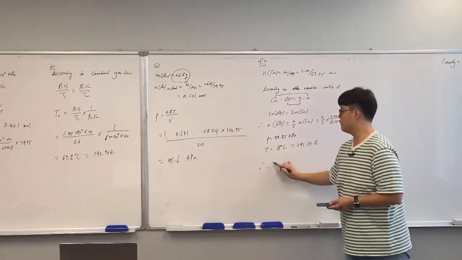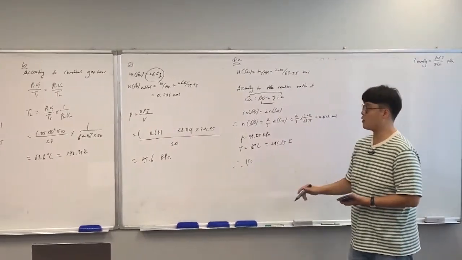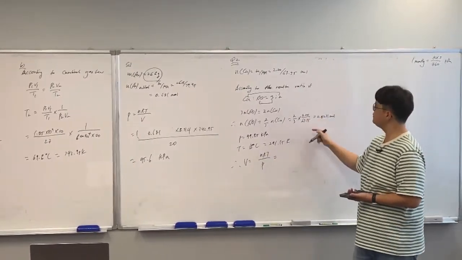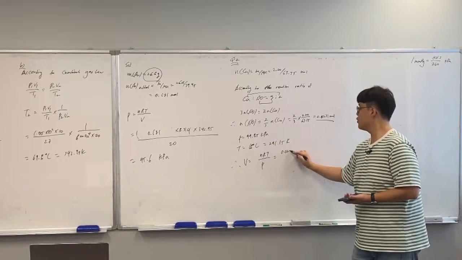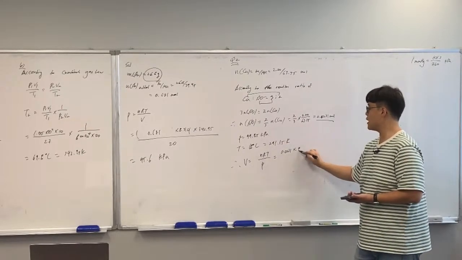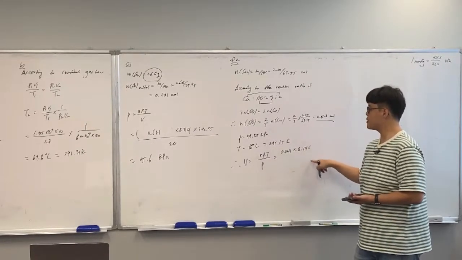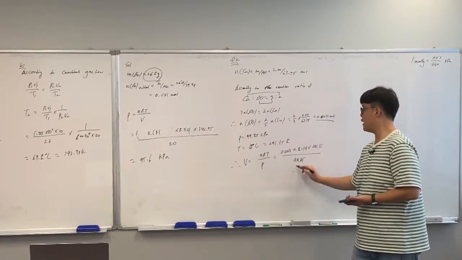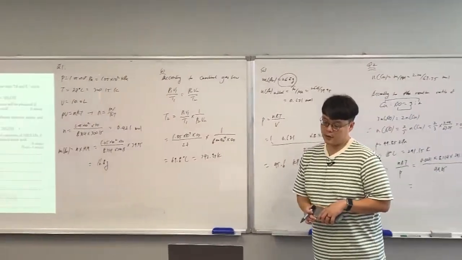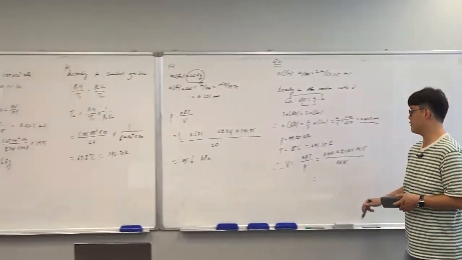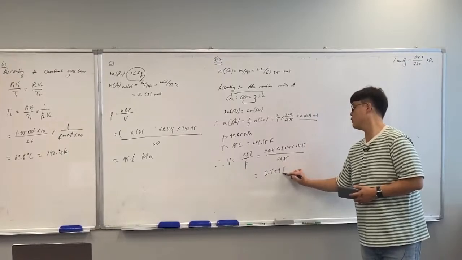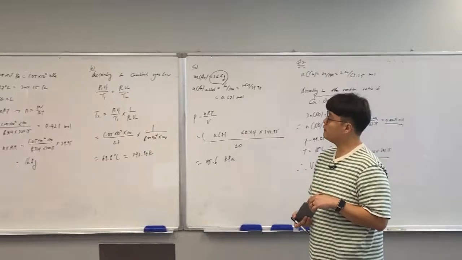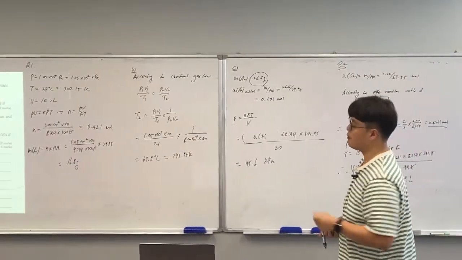Therefore, final stage, the volume from PV equals nRT can be found by nRT over P. The N is given as 0.0231, or the exact value you had, times 8.314, times the temperature, that's 291.15, divided by 99.85, like this. Your final answer, therefore, should be 0.559 liter, which is 559 milliliters. Given sig figs of 4 and 3, so it's 3 sig figs in this case.